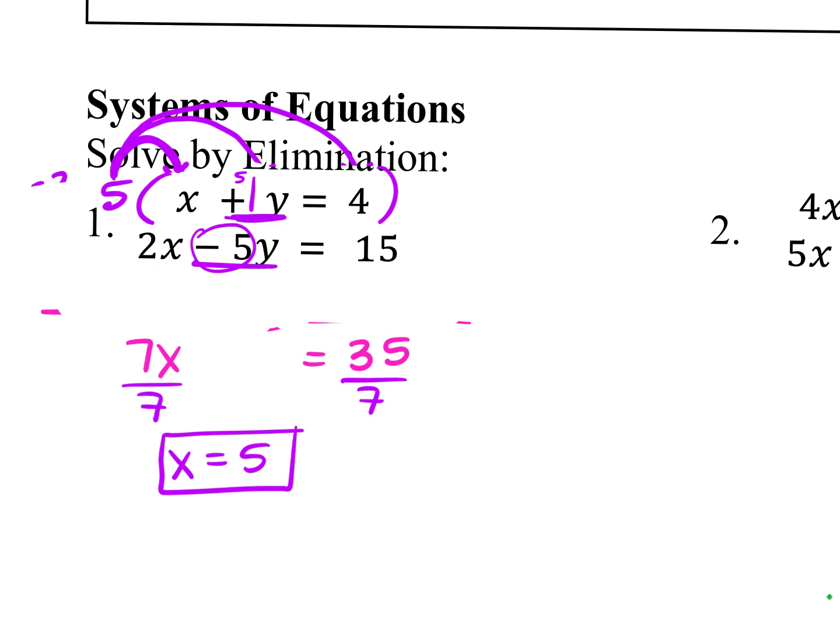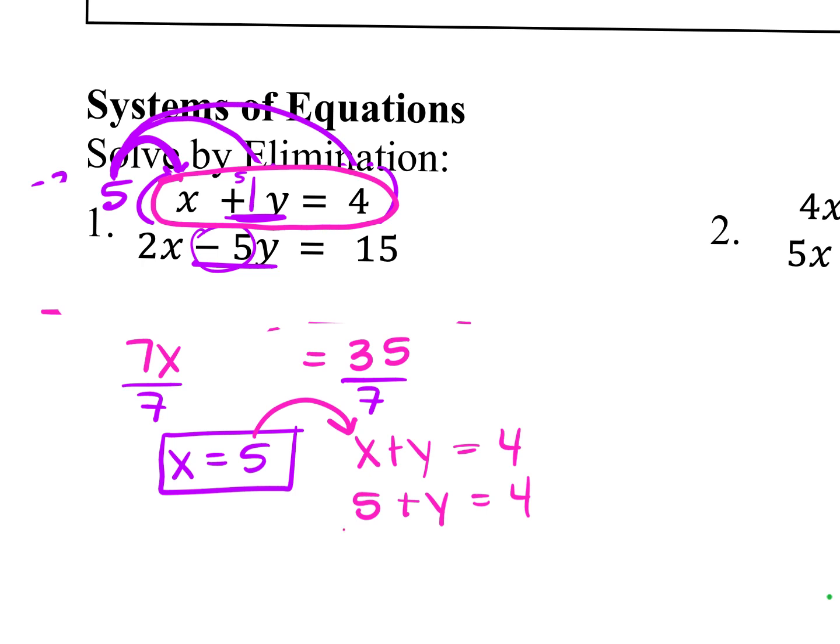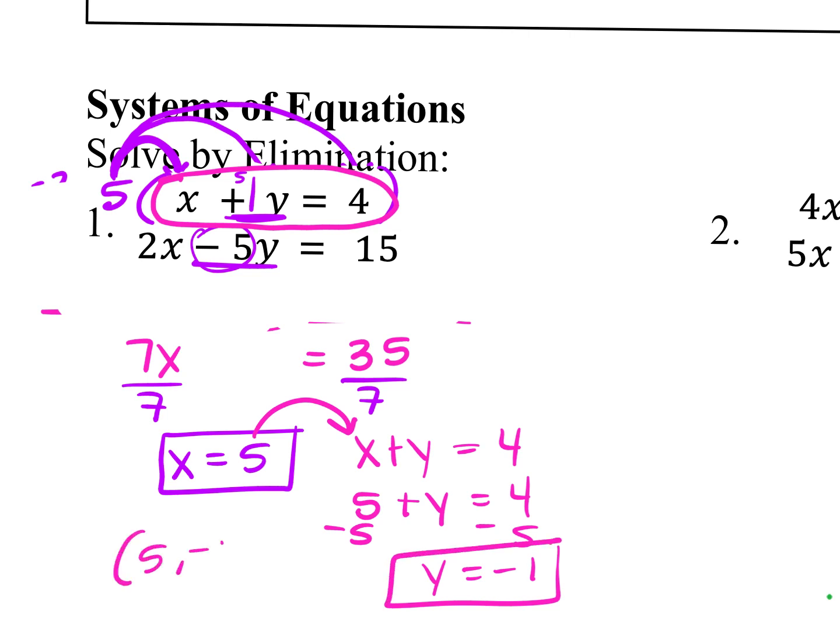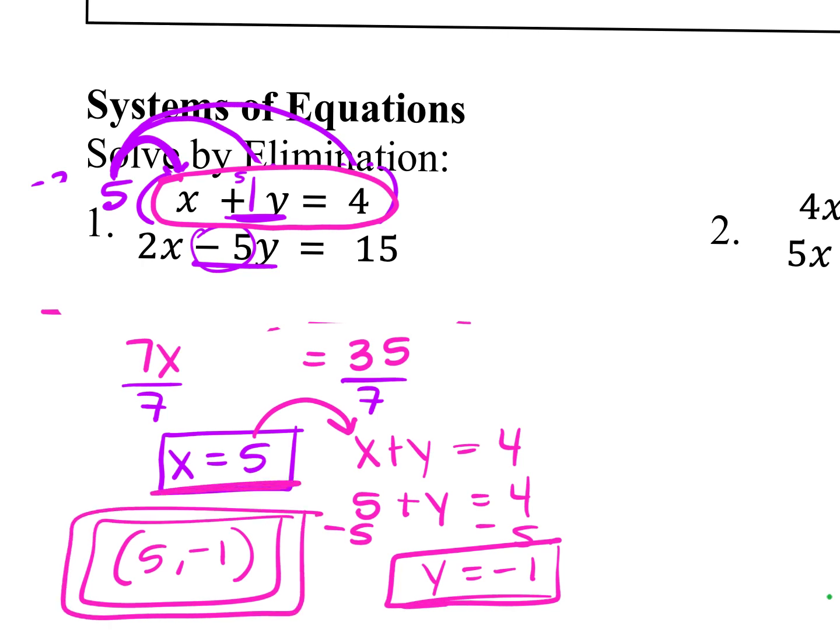What else do you have to do? You have to plug in the x equals 5. Yes, so I would go back to this first equation. x plus y equals 4. So drop in the 5. 5 plus y equals 4. And then just solve for y. y equals negative 1. So your answer can either be written as the point (5, negative 1), or you can just leave it x equals 5, y equals negative 1. I'm fine with that too.